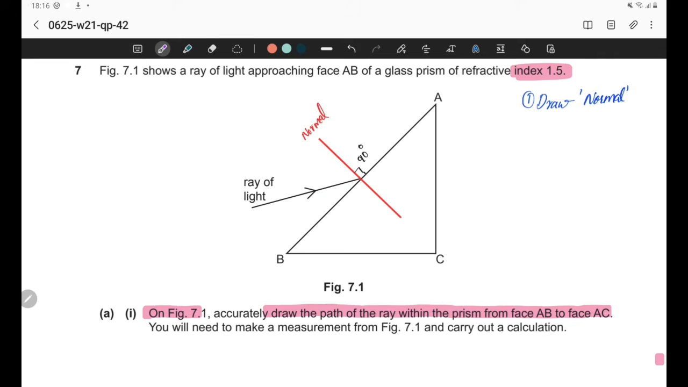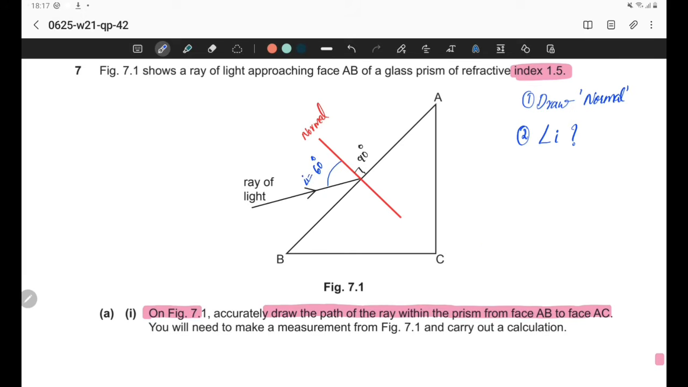The next step is to measure the angle of incidence using a protractor. So you can keep a protractor here and measure the angle between the incident ray and the normal. So this angle is the angle of incidence, and if we measure it properly using a protractor, we can see this measurement is 60 degrees. So we have the angle of incidence, that is 60 degrees.